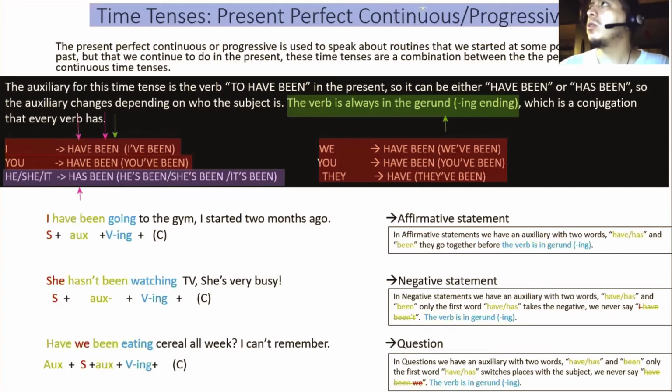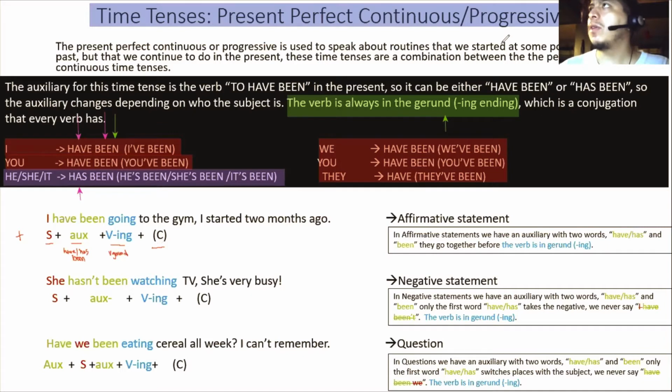So how do we use it? Okay, again, we have it right here. You remember that we need subject, auxiliary, verb, and complement to make affirmative statements. In the case of the present perfect continuous, the auxiliary is always have been or has been. And the verb is always in gerund, so it means that it finishes with ing.